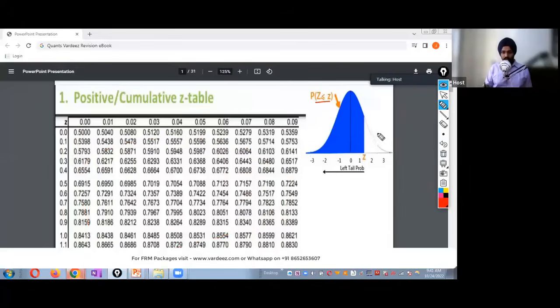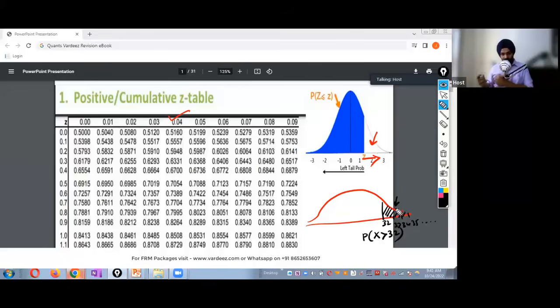So if you want to find this white region over here, you cannot find it using this table. Why? Because all the probabilities are to the left, and you want to find the probability to the right. Like in our example, we wanted to find the probability X is greater than 32. Greater means 32, 33, 34, 35, and so on. So we wanted to find the probability for that.